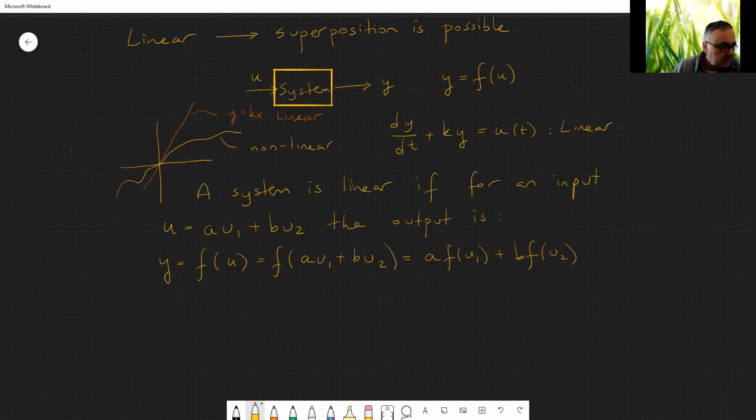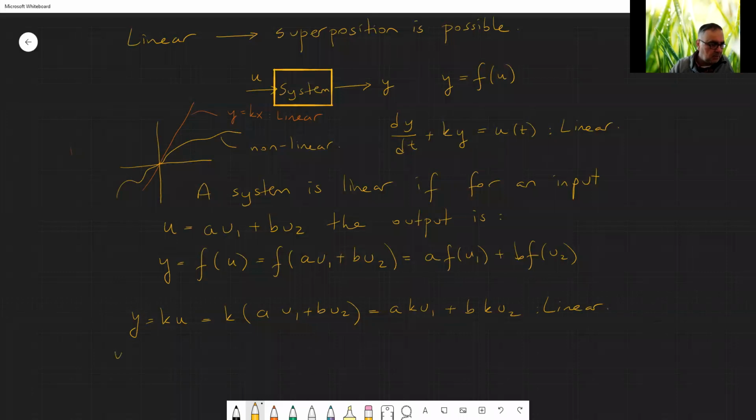For example, y equals ku is linear. We can say that this is k times a u1. It looks trivial, but it is something important. A k u1 plus b k u2. So this obeys what we have said before above. So it is linear.